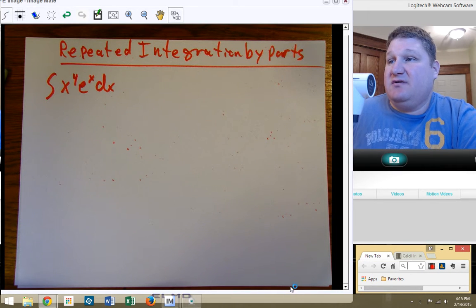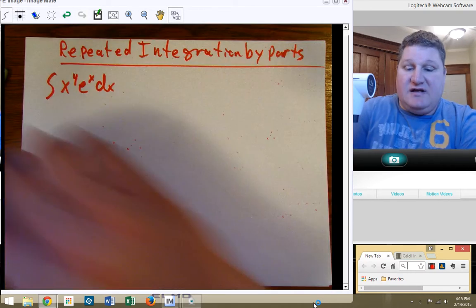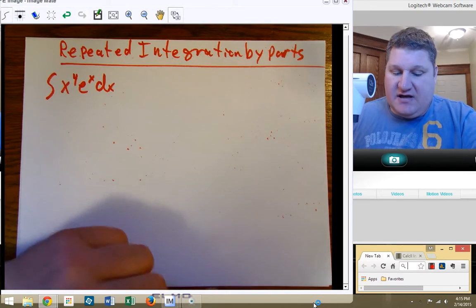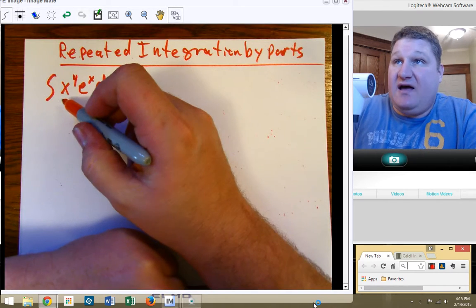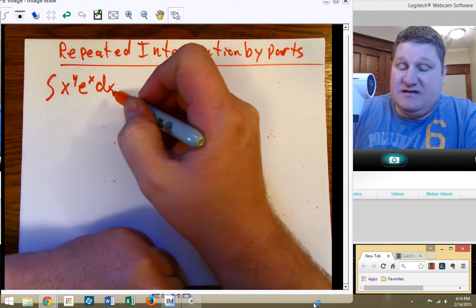Okay, ladies and gentlemen, let's go ahead and begin taking a look at continuing by integration by parts. In this case, we have the integration of x to the fourth e to the x dx.